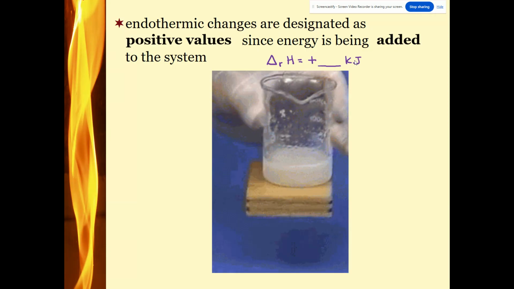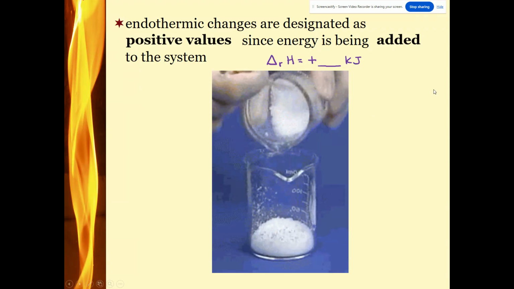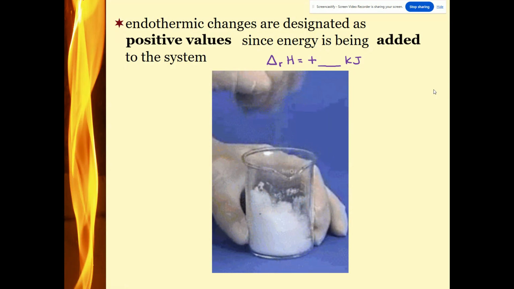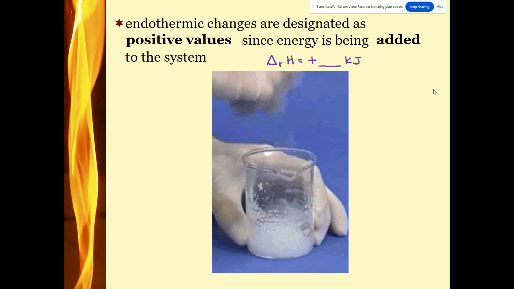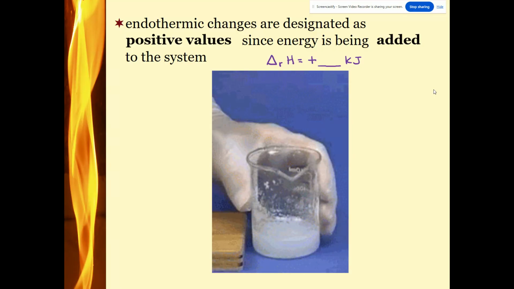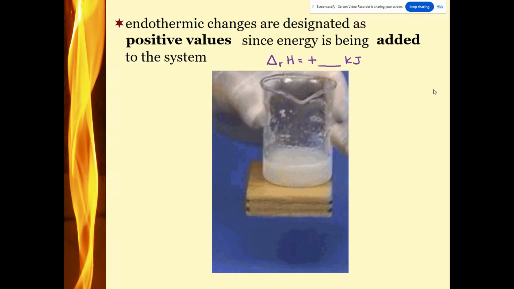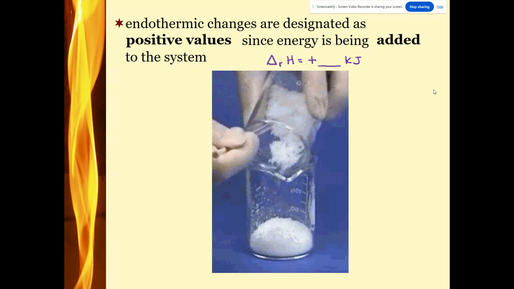Now this little demonstration here shows an endothermic reaction taking place. So we have the mixing of two chemicals and it's cooling off the surrounding environment. As the reaction is gaining energy or absorbing energy from the surrounding environment, it's leaving the surrounding environment feeling cool. And if you have water on there, it can actually freeze the water and freeze the water to the beaker.